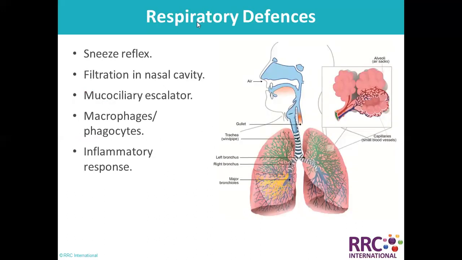And also as per the SDS, the material safety data sheet. We also have respiratory defenses. That means the sneeze reflex or filtration in the nasal cavity. This is, I would say, the natural system that Allah, mashallah, has well established. And the mucociliary escalator, macrophages, phagocytes, or inflammatory response. So if our respiratory defense is good enough, it helps especially against coronavirus, because if coronavirus terribly affects our lungs and our breathing system is suffering badly, there are very few chances of survival.